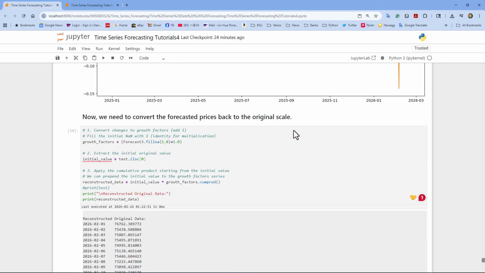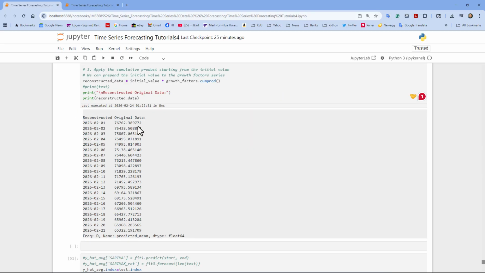After we perform the forecast, as usual, we have to convert it back to the original scale. This is a small subroutine I came up with to convert the entire data to reconstruct the original data. These are the forecast data I have, from the log-transformed return converted back to the original scale.